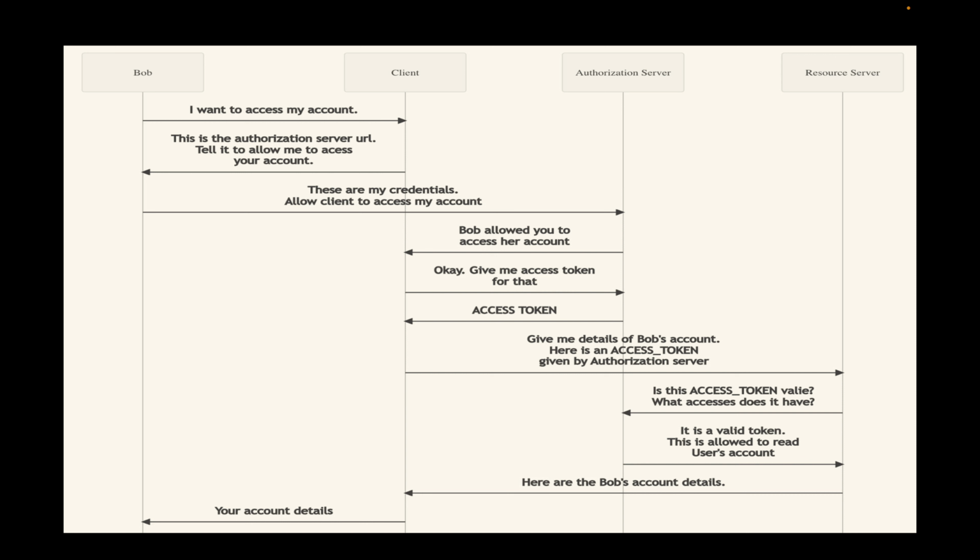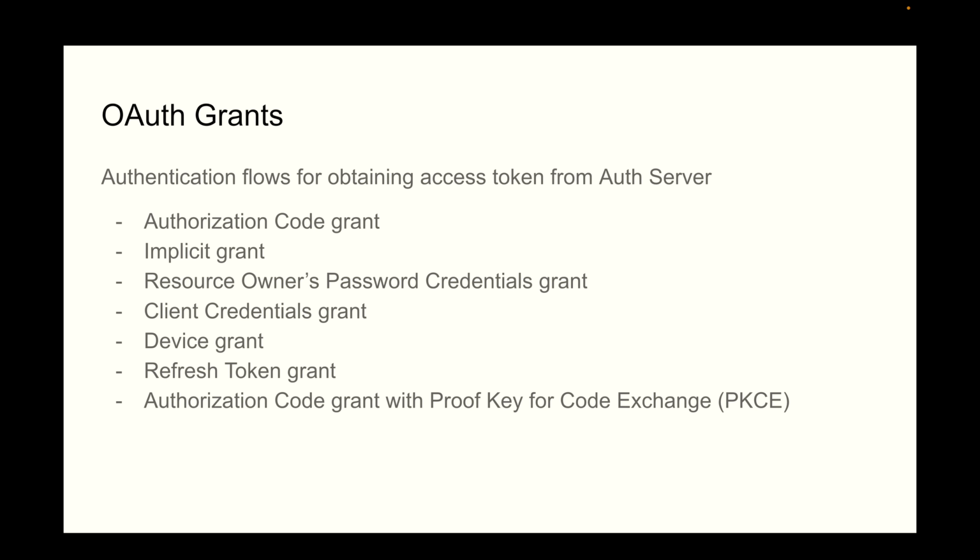Then the resource server will verify that access token with the authorization server, and verify what access it has. The authorization server will tell it that this is a valid token, and whoever holds this access token should be able to access Bob's account information. Then the resource server will give Bob's account details to the client, and the client will send the account details to Bob. There is something called OAuth grants.